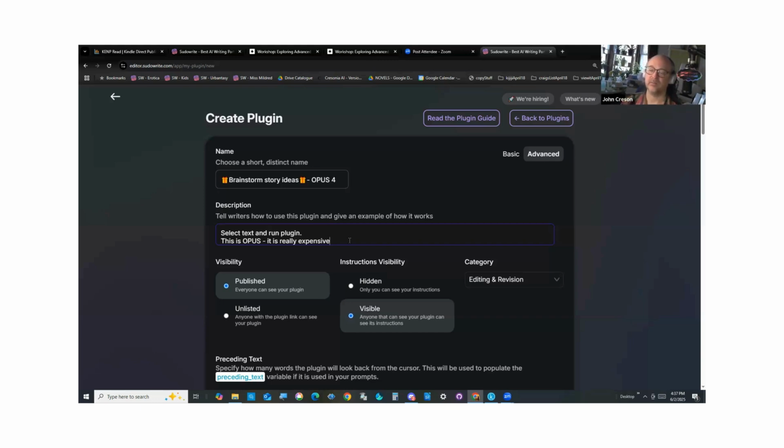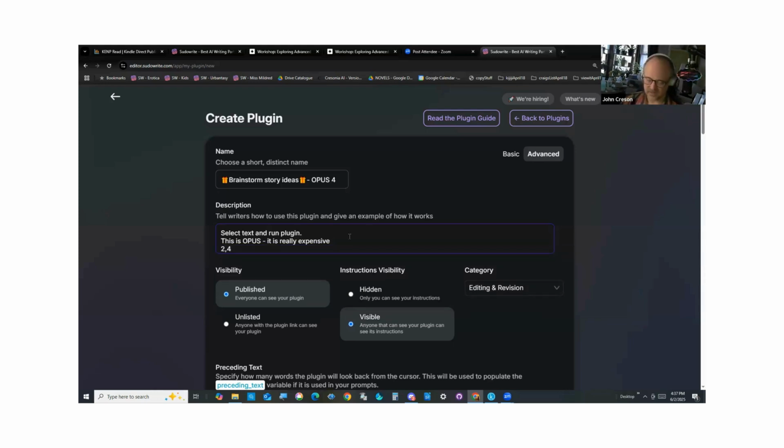To try to get it to write with the smut and also remember a bunch of stuff about your story. Smut is really expensive. It's not that expensive.